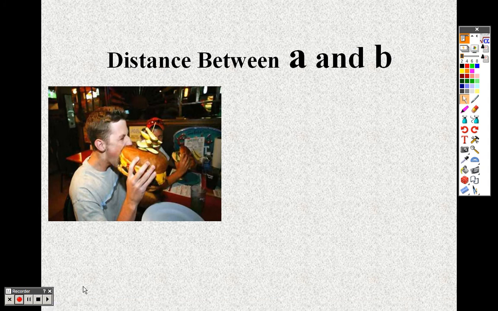Okay, so now hopefully this is the last one. My goodness. Distance between A and B, the distance between 2 points.